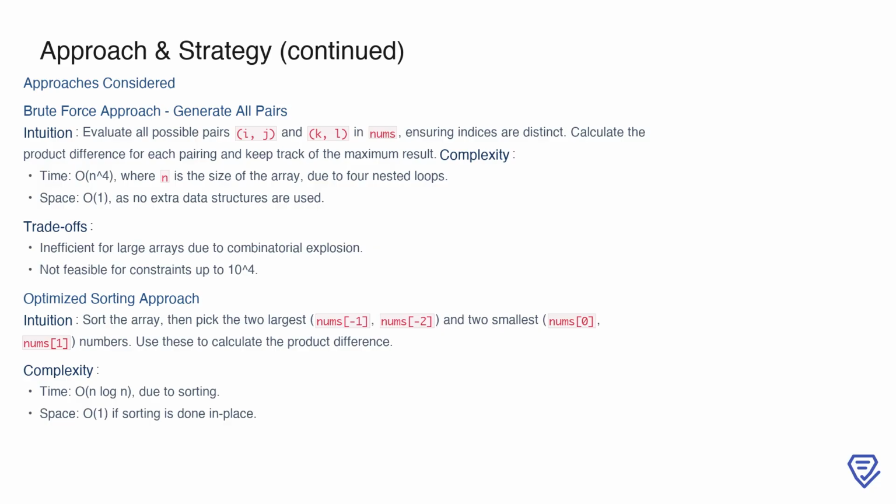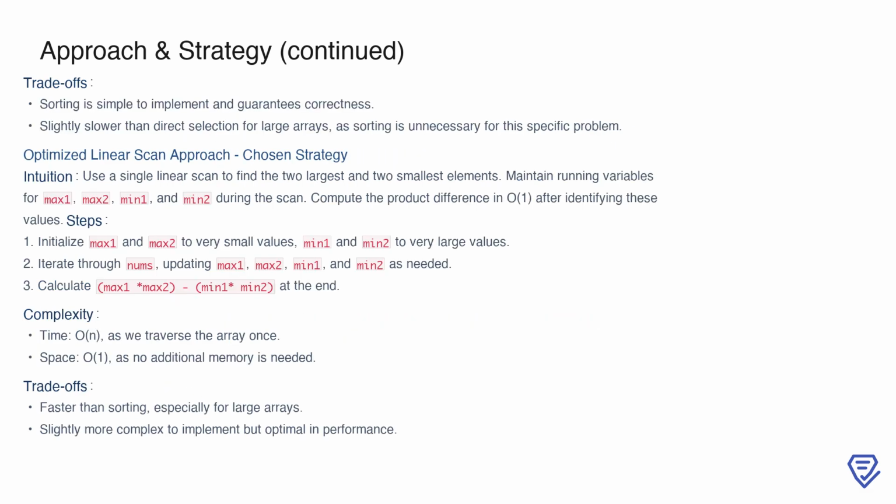Sorting has a time complexity of O(n log n), and is space efficient if done in place, making it a significant improvement over brute force. Sorting is simple to implement and ensures correctness, but it isn't the most efficient solution for this problem. A more optimal approach is to perform a single linear scan of the array to identify the two largest and two smallest numbers. This method eliminates the need for sorting entirely.